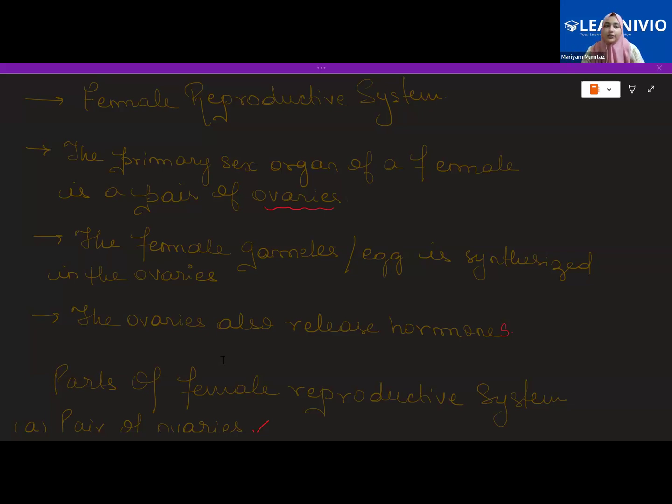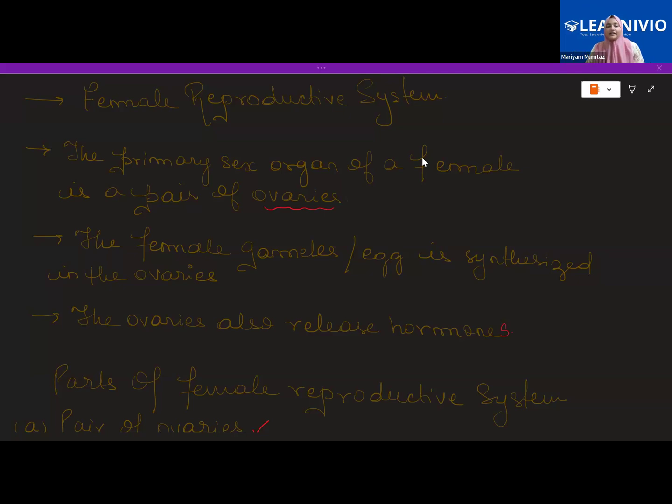When we talk about the human female reproductive system, the primary sex organ here is the pair of ovaries. A pair of ovaries means two ovaries are present, again situated in the lower abdominal area. And the gamete in the case of human females is the ova or the egg, right? Which is synthesized by the ovaries every single month.